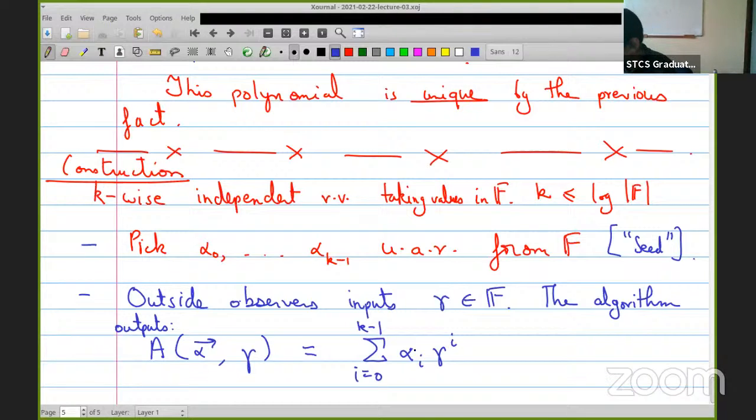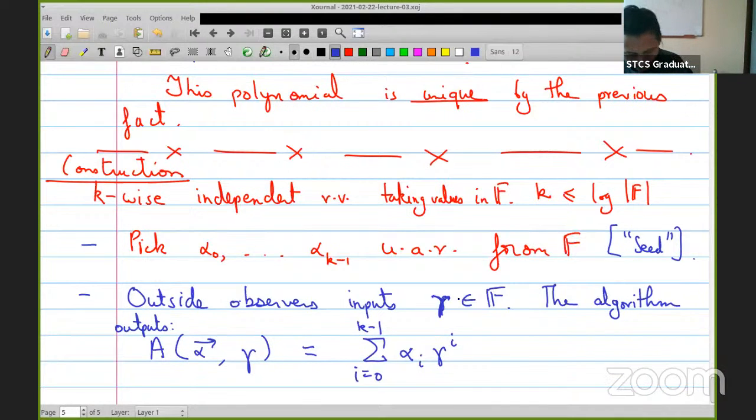Right? So it has chosen the seed. The seed was alpha 0 to alpha k minus 1. Basically, what the algorithm is doing is it has defined a polynomial using the alpha as the coefficients. Whenever the outside observer asks for a particular random element of F, indexed by gamma, the algorithm just evaluates the polynomial on gamma and outputs the number, which is also a number in F.